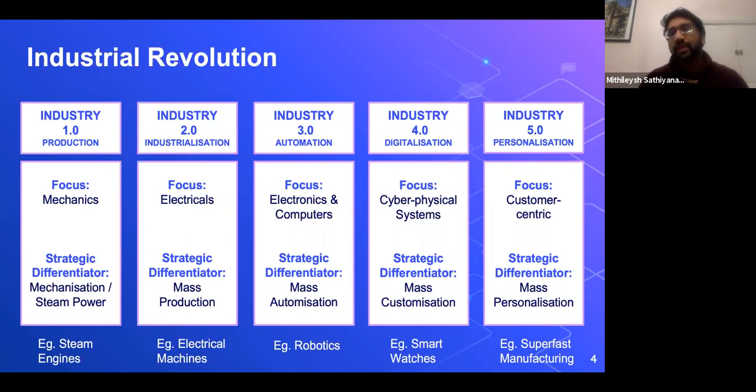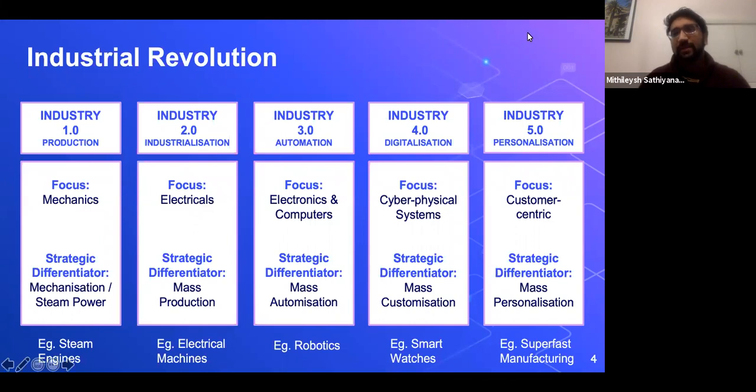Then slowly we started moving into digitalization. That's nothing but Industry 4.0. And the focus is completely on cyber-physical systems, which include IoT, artificial intelligence, robotics, and other smart devices. Here, the focus is completely on mass customization for individuals. Some examples can be a smartwatch, where we use a Fitbit kind of system for health tracking and health analytics. So that's one of the examples of Industry 4.0.